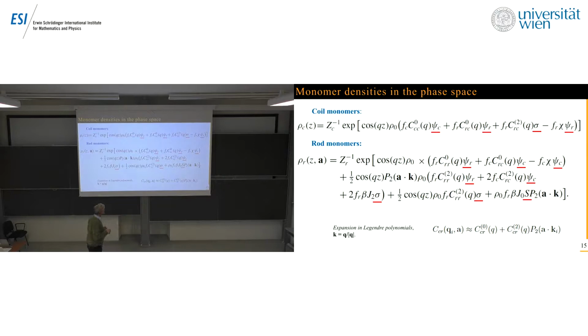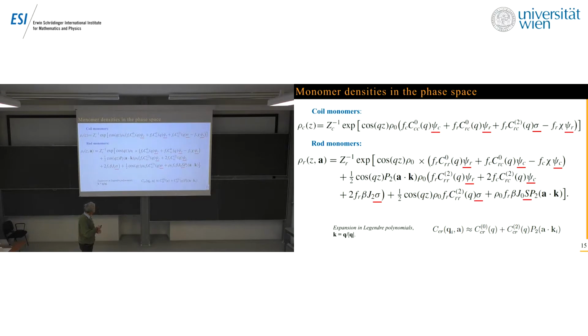If we use that, and then finally expand all the mean field potentials in Fourier series, we get these approximate expressions for the densities, for the densities of coil monomers and for the densities of rod monomers. These coefficients can be calculated from the density-density correlation functions, which are taken from the polymer theory, and these quantities underlined in red are the order parameters of the system.